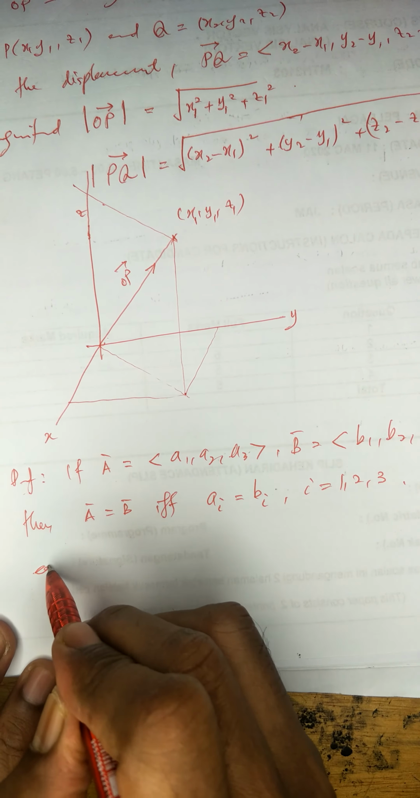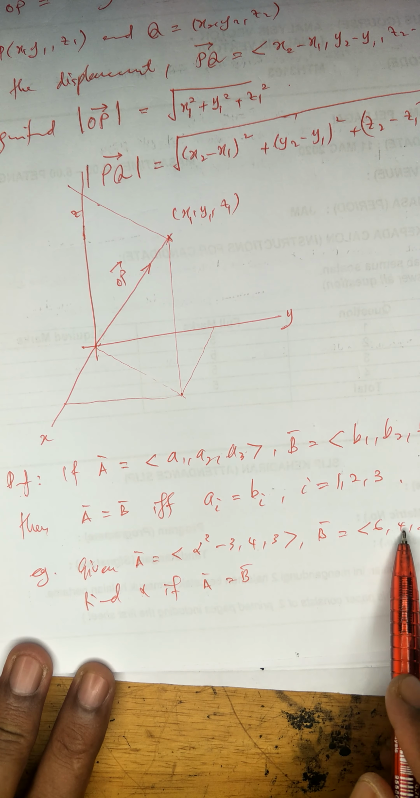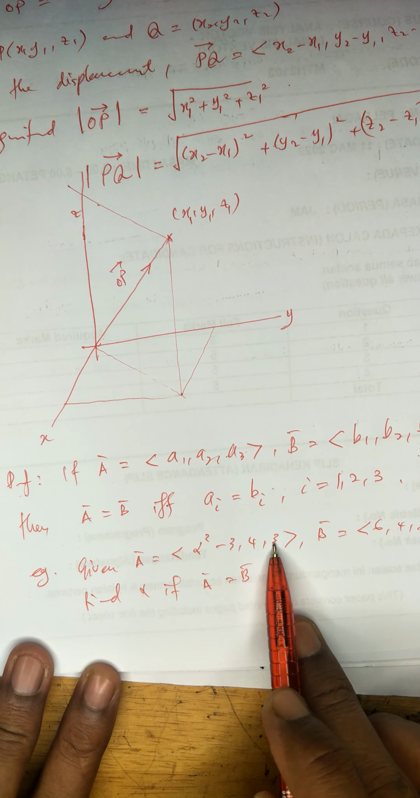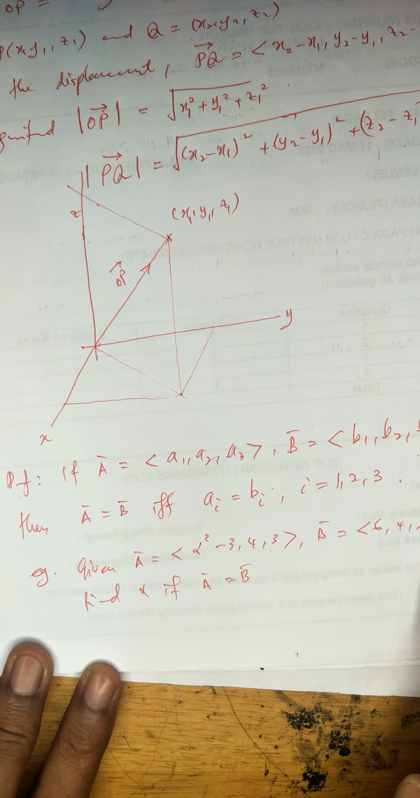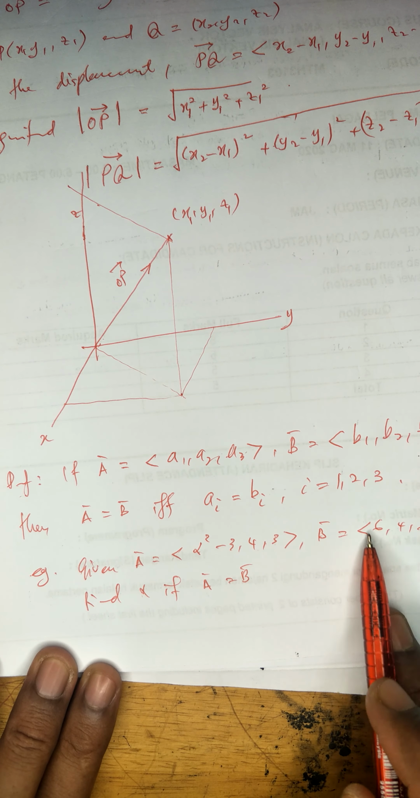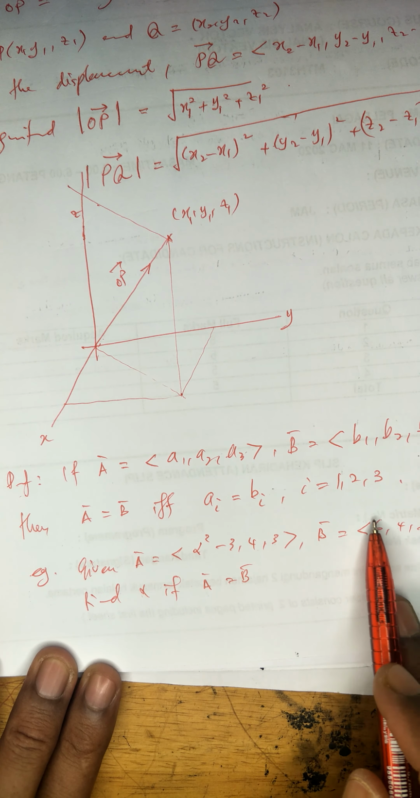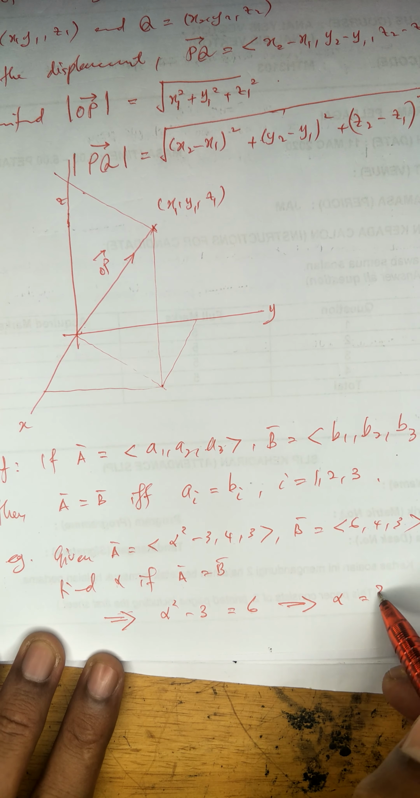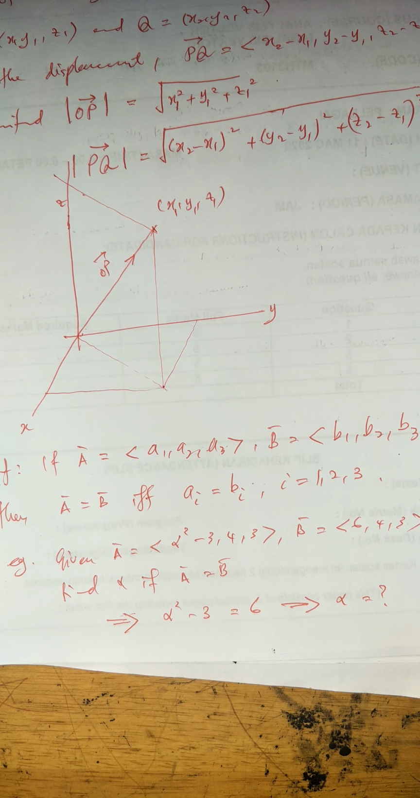If you look here, the first component of A must be equal to the first component of B, the second component of A equals the second component of B, and the third component of A equals the third component of B. So what we have is alpha squared minus 3 equals 6. Then you can easily solve this for alpha.